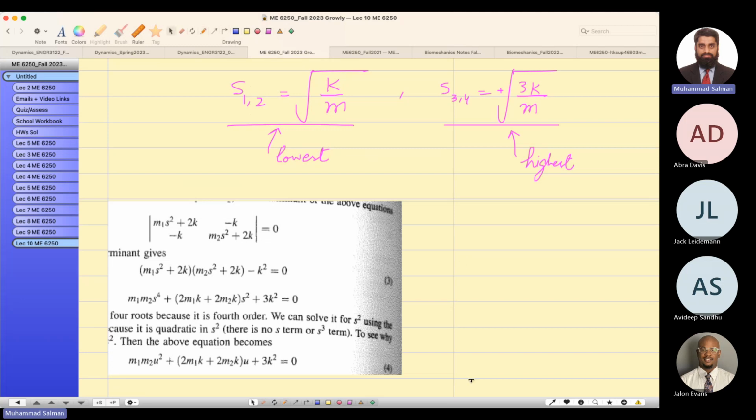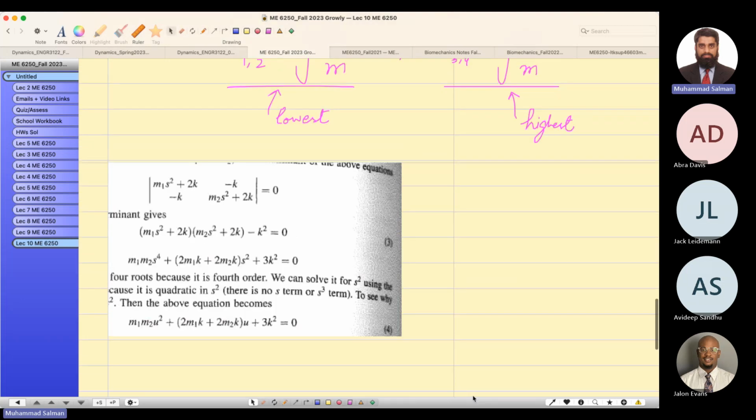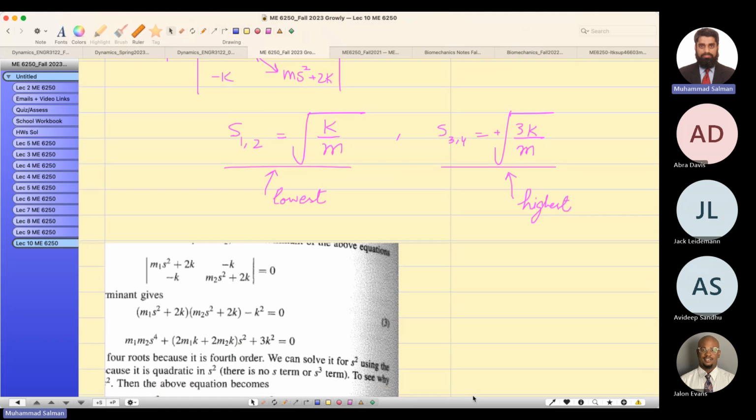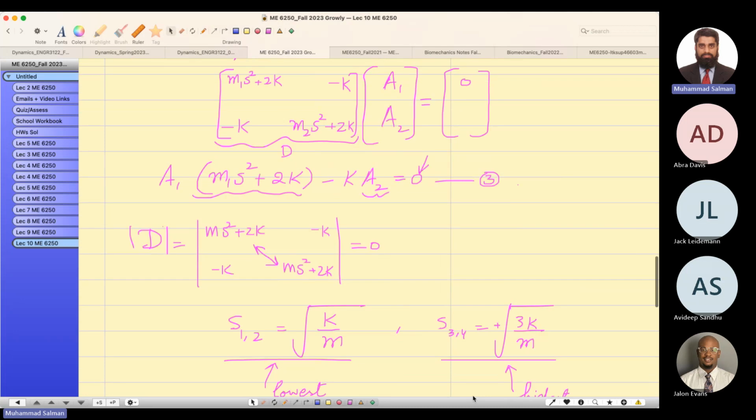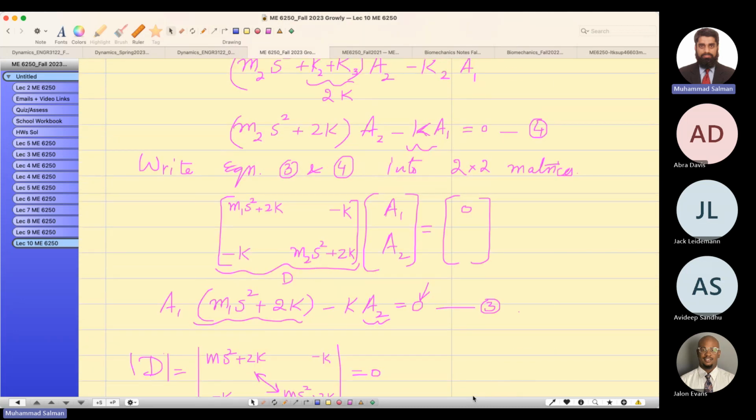Okay, imagine that we have two resonance frequencies. These are the resonance frequencies. The first resonance will appear at a lower frequency. The second resonance will appear at a higher frequency. Now, each resonance frequency will have its certain mode shape. We call this the mode shape.